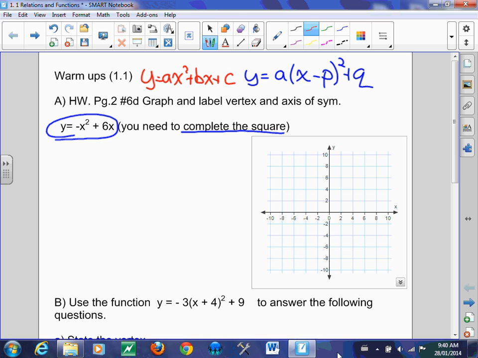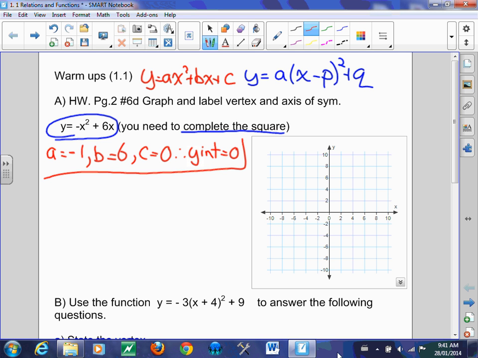In order to complete the square, we should recognize a couple things. From the given equation, a equals -1 because it's in standard form, b equals 6, and c equals 0. If c equals 0, what do we know automatically? We know that the y-intercept equals 0, because that's what's special about standard form. So that's one thing we automatically know. We could plot that right now if we wanted to.